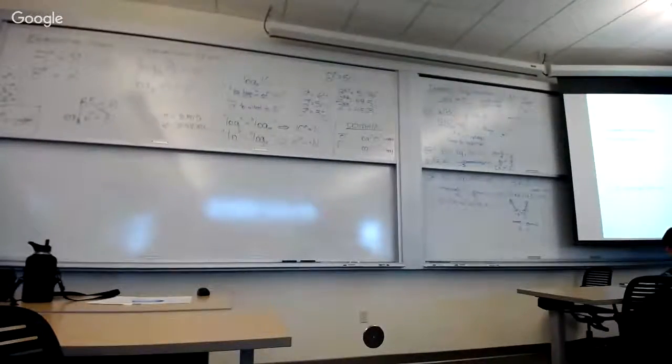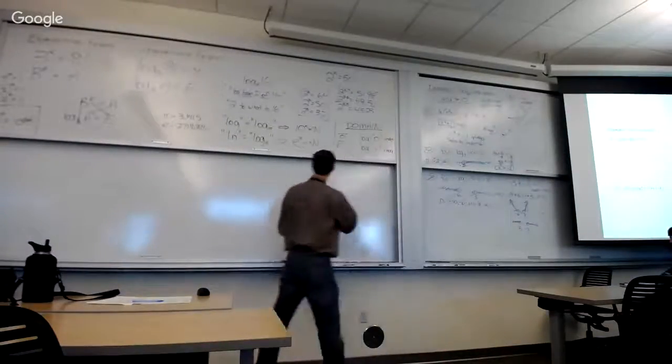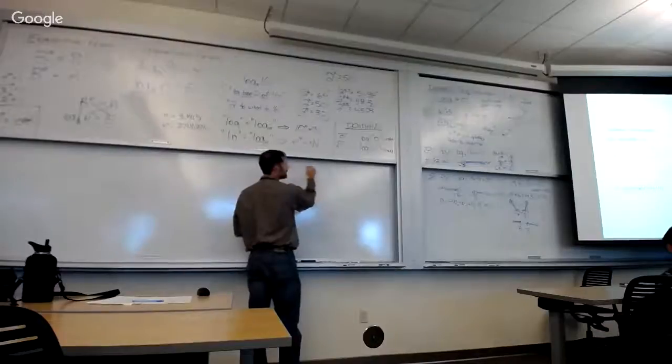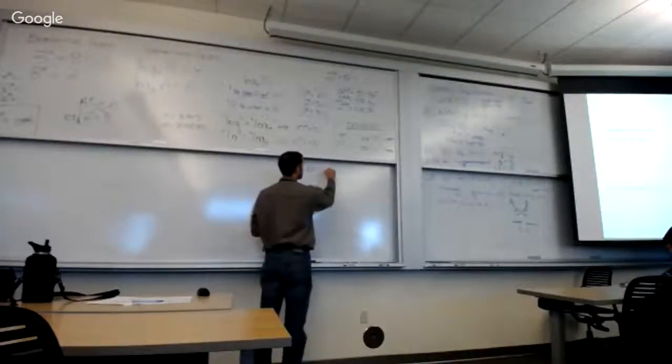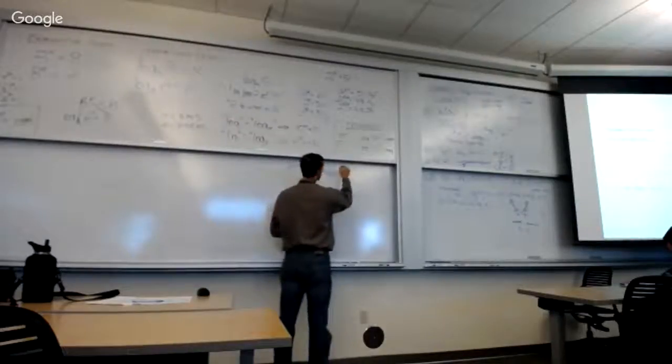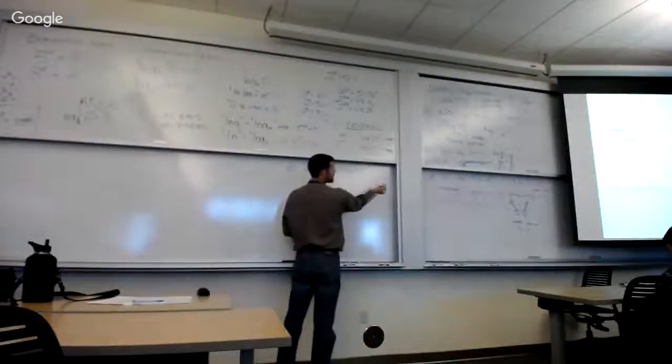Okay, last one. x squared plus 9x plus 18 over 4x minus 20.